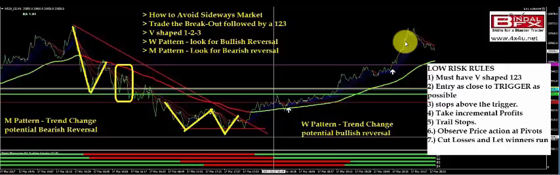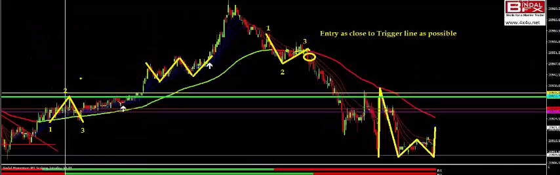And do not snatch the profits. If the ribbon is going up, up and up, it's in your favor, and the trigger line is bullish, you've got to stay in. That is very, very, very important.